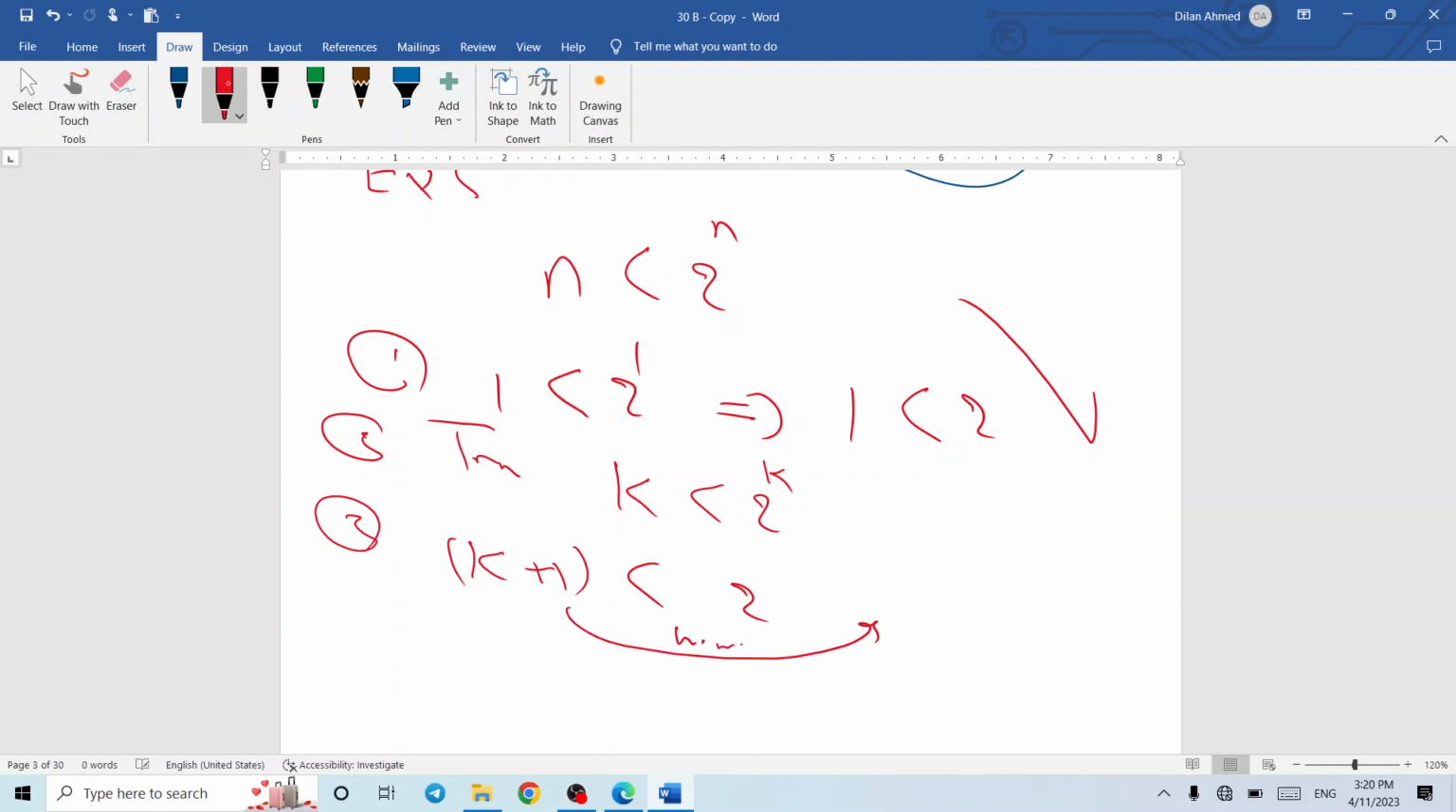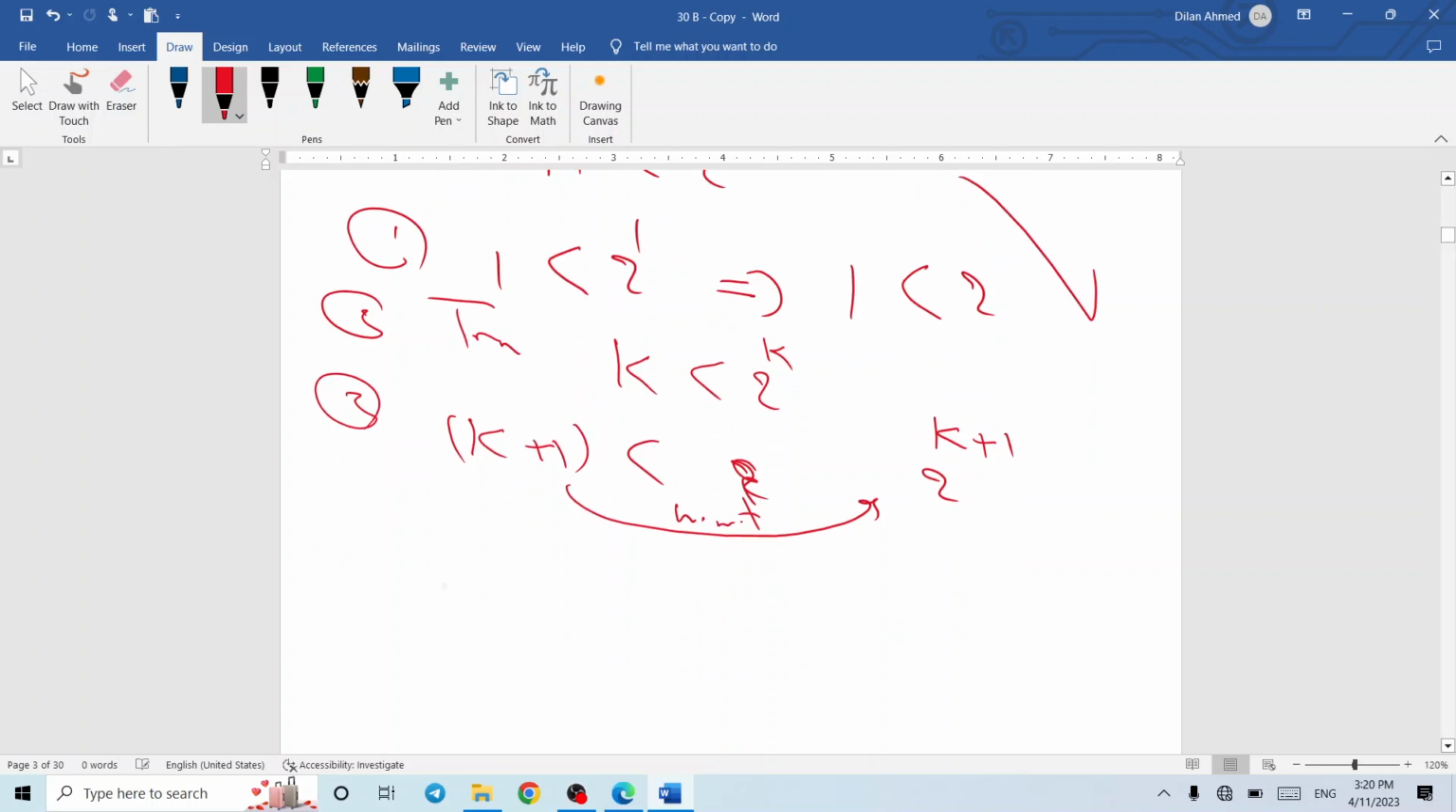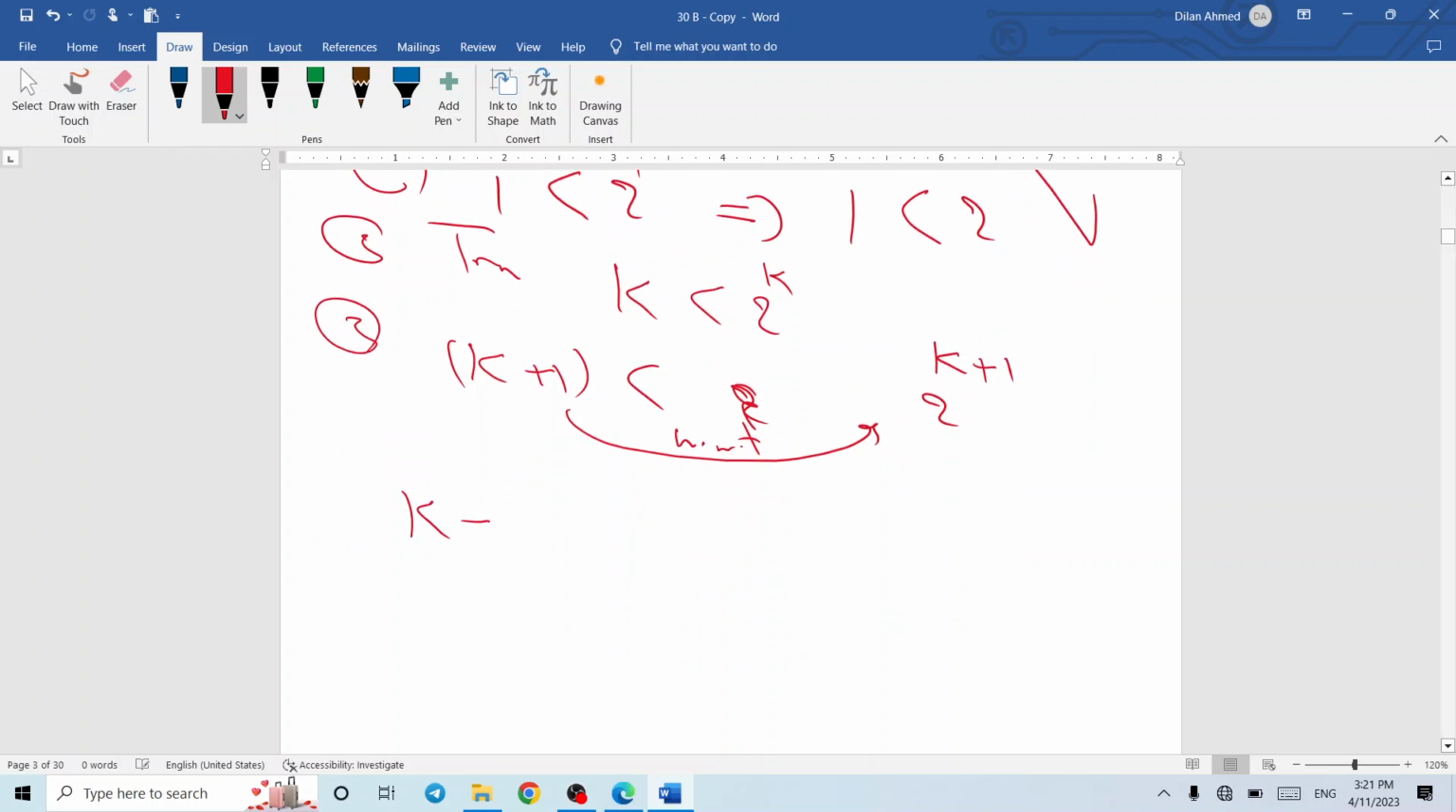We want to show that is less than 2. Am I right? From left side. Understood? We have what? K plus 1. So what can I do? I know k is less than 2 to power k. Okay? K plus 1. Clear. We have a k plus 1. K is less than 2k. So plus 1 plus 1.